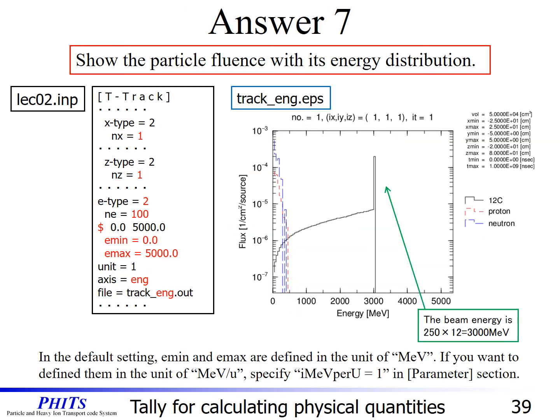You may obtain this result. You can see the energy distribution of each particle species. The carbon-12 has a peak at the energy of 3000 MeV. It should be noted that the unit of Emin and Emax is MeV. If you want to tally energy spectrum in MeV per U, please specify IMeV per U equals 1 in the parameters section.